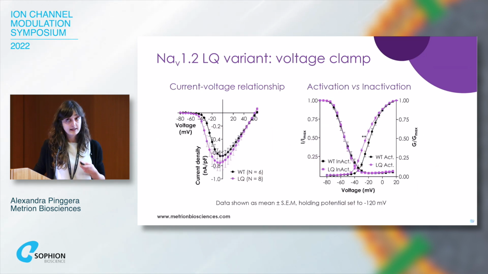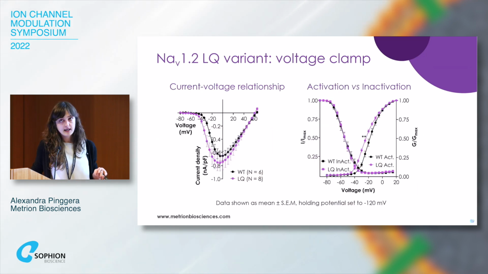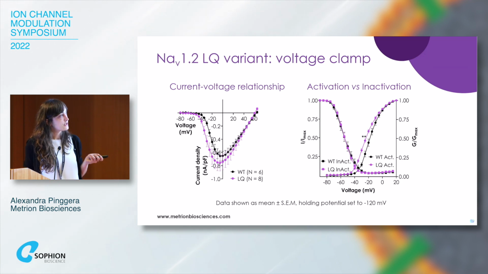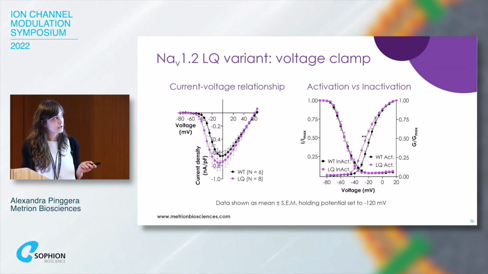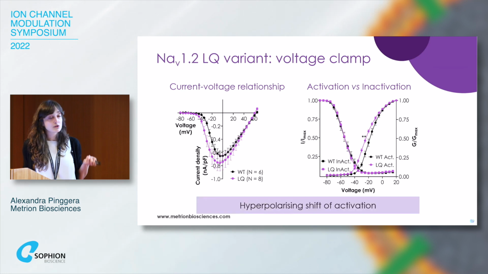And we looked at an additional mutation, in this case LQ, which showed a similar effect on the voltage dependence of activation, which was shifted by about 4.5 millivolts to more negative potentials. Again, the voltage dependence of inactivation was unchanged.